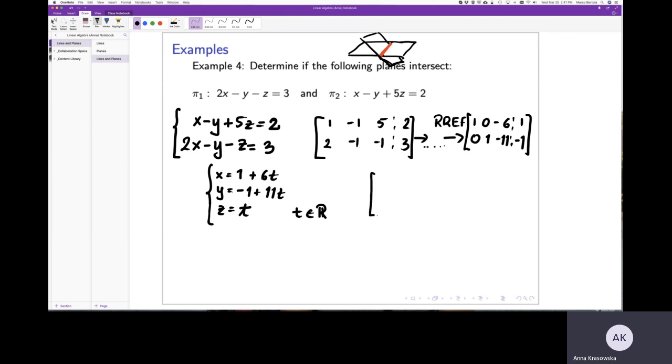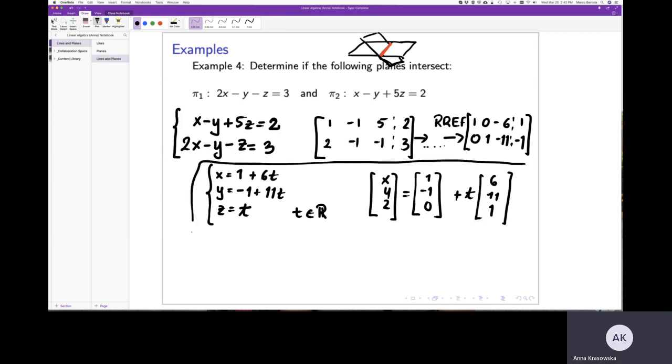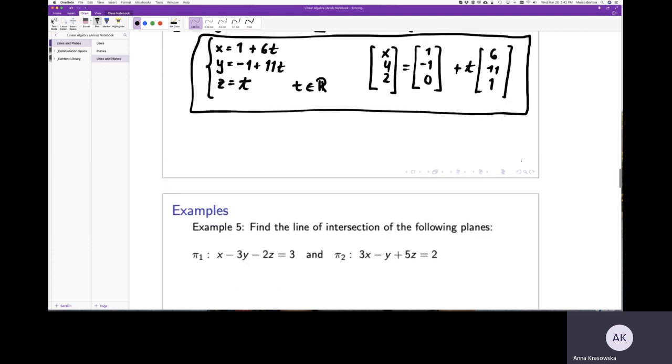We can write it in a vector form, x, y, z. This is a line that passes through the point (1, -1, 0) and is parallel to the vector (6, 11, 1). So this is whichever form, both of those forms. These are the equations of the intersection. So there is an intersection and it is a line. Let us move to the next problem.